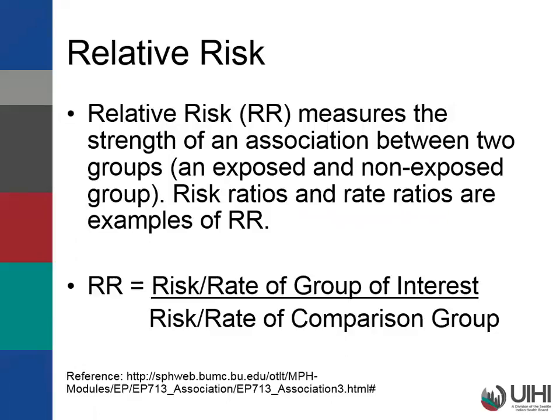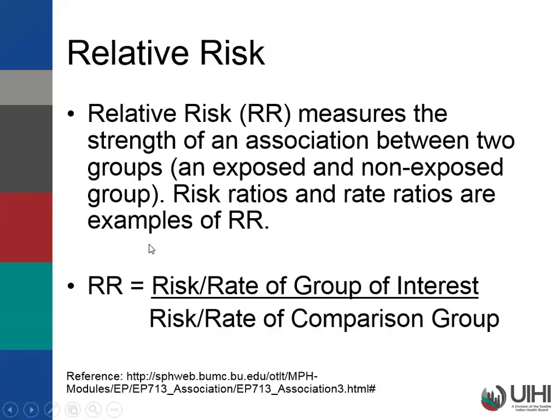And then, since we'll be comparing two groups, we'll also want to talk about something that we call relative risk. Relative risk measures the strength of an association between two groups, an exposed group and a non-exposed group. Some examples of relative risk are risk ratios and rate ratios. To get the relative risk, you do the risk or rate of the group of interest, which in our case will be Natives, divided by the risk or rate of the comparison group, which will be whites.